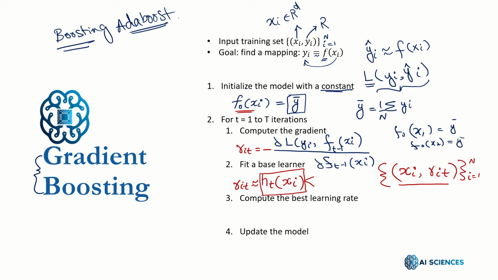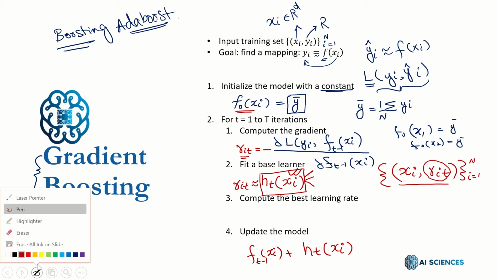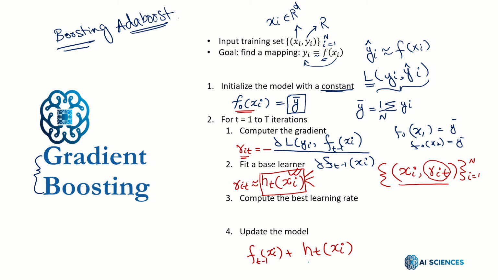So step 1, compute the gradients. For each data point, you will be having a real value, the negative gradient. Then fit a function to model these gradient values. So this value indeed is the gradient. Now you have the gradient value available, and you have your initial prediction available, which is f_{t-1} at x_i. And this gradient is indeed the negative gradient.